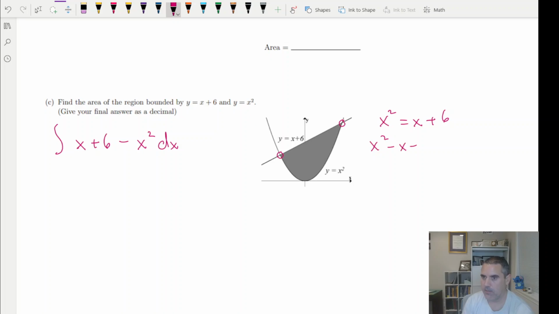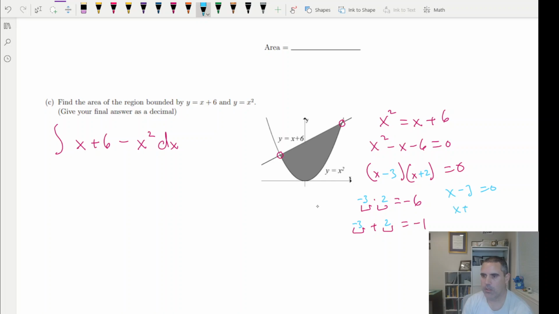Get everything to one side. I think this one nicely factors. I suspect it does because I'm the instructor and I know I would have made it do it. But two numbers multiply together to give -6 and add together to give -1. How about -3 and 2? Okay, so then you have two possibilities. X minus 3 is 0, or x plus 2 is 0. So we have 3 or -2. So this must be -2. This must be 3. And then we're going to compute.